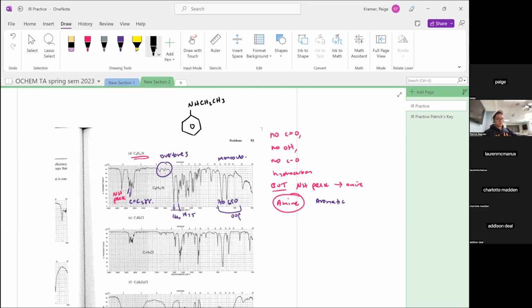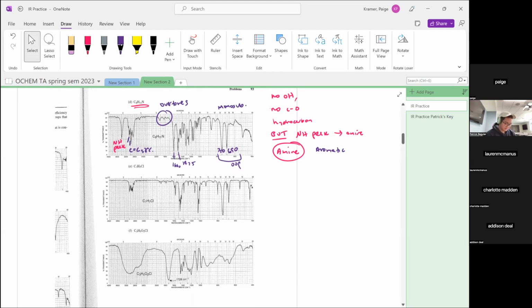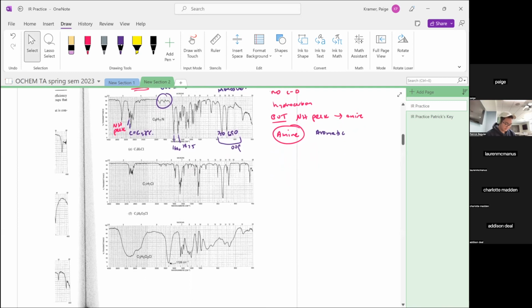Again, this is not something that you need to do with just IR, but it gets us starting to think about where we're headed. This is something that we can kind of guess. It's a lot easier to draw the structure, like I said, when we get the other NMRs that we start using. Okay.